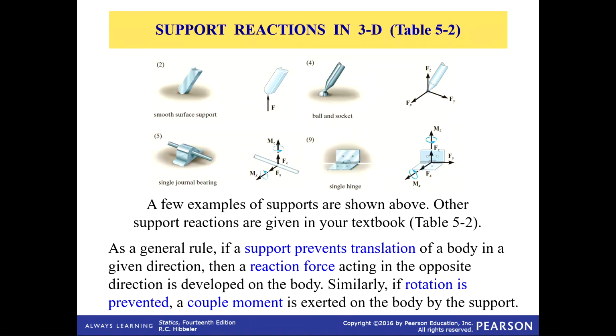3D support reactions are very similar. You just have some different types of supports. So you have that smooth surface support, right? That's kind of like your roller or your rocker in the 3D world. There's a normal force. You can move it all over the place, normal force. The ball and socket. A ball and socket is essentially like your shoulder joint.